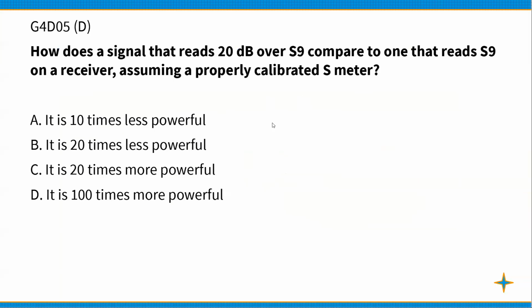How does a signal that reads 20 dB over S9 compare to one that reads S9 on a receiver, assuming a properly calibrated S meter? 20 dB, 10 to the 2, yeah, D.